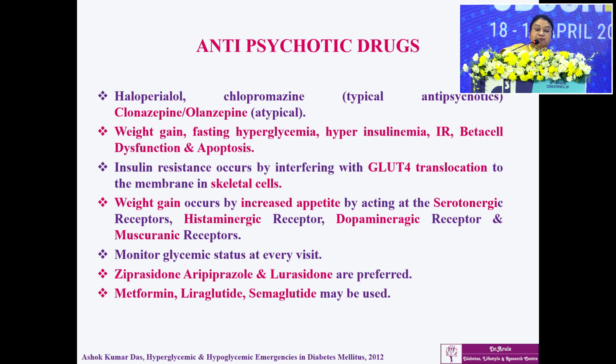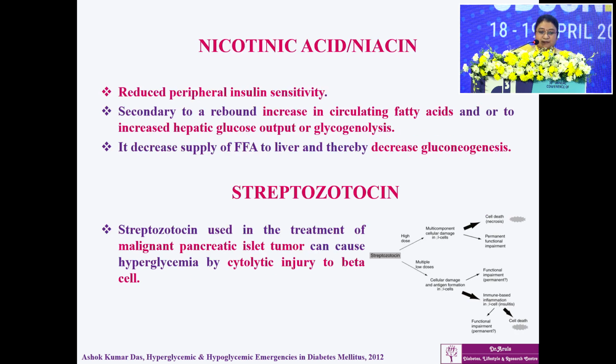Antipsychotics, the atypical ones, that's clozapine and olanzapine, are very notorious. They cause hyperglycemia, mainly by affecting the GLUT4 receptors in the skeletal muscle, so peripheral resistance will be affected. These patients will develop hyperglycemia, beta cell dysfunction, apoptosis, and weight gain occurs here mainly because of increased appetite by acting on the various receptors that I've shown here. So at every visit, please monitor their glycemic status, add OHAs when needed. If you can change the antipsychotic drugs, please do it.